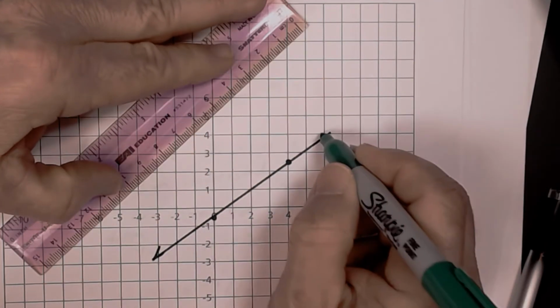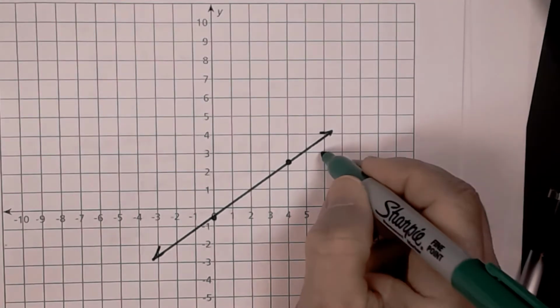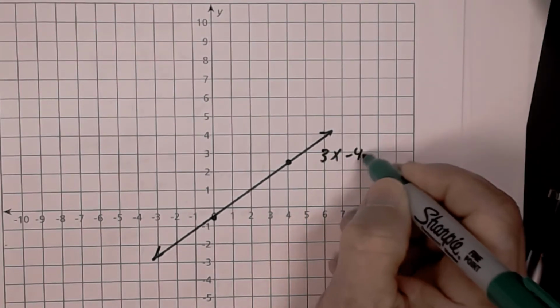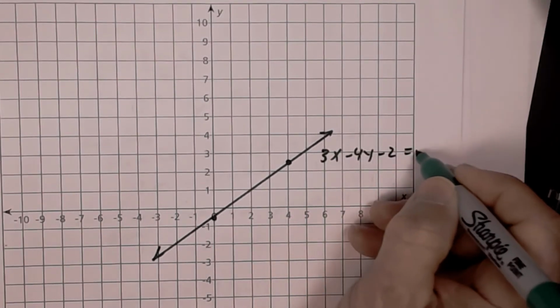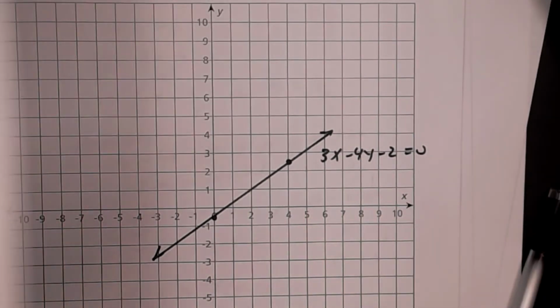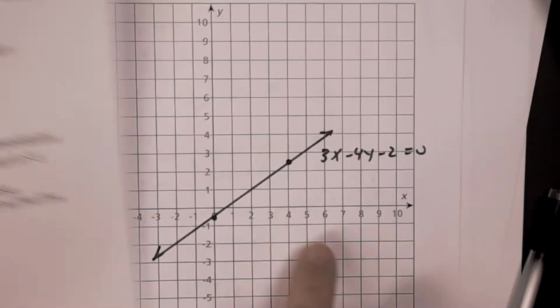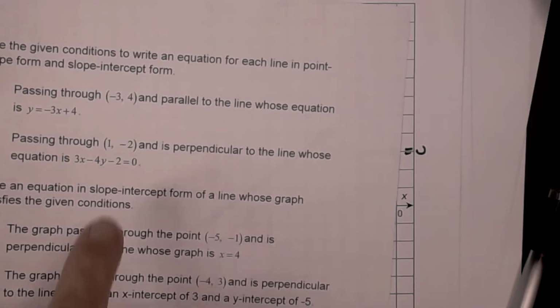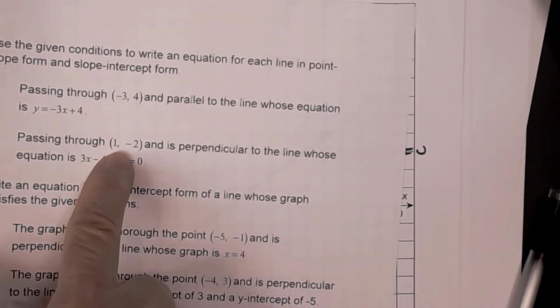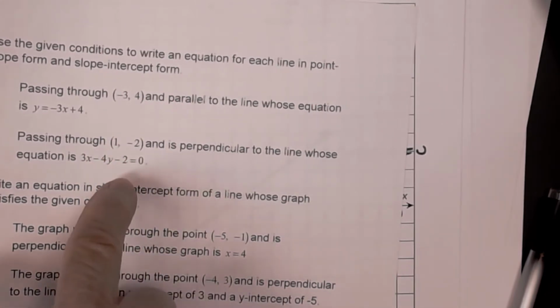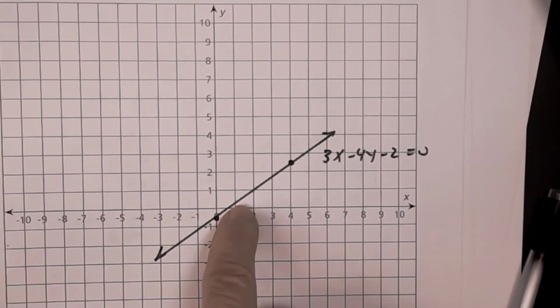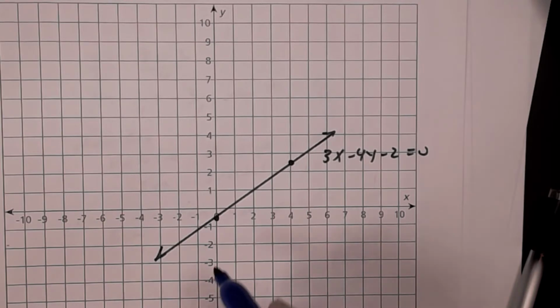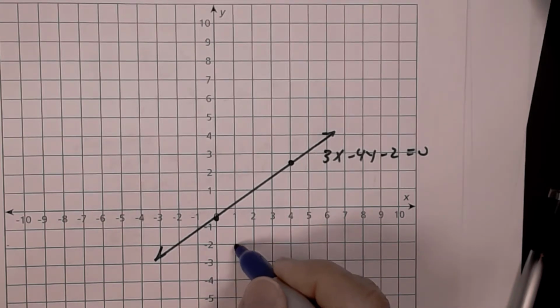So this right here is the equation 3x minus 4y minus 2 equals 0. That's that equation. What I want to do though is find the equation of the line that contains this point and is perpendicular to this line right here. All right, so 1, negative 2 is right here, right? Here's 1, negative 2 right here.